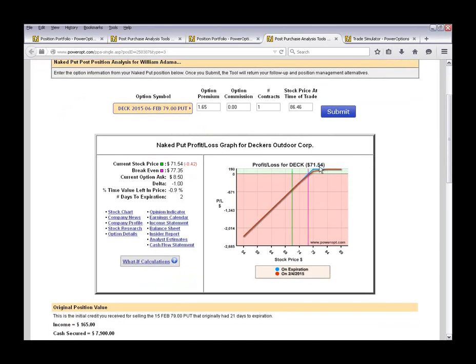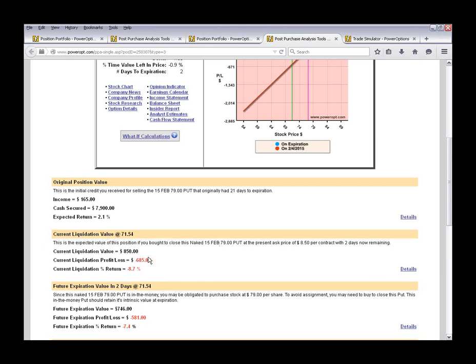We know the current situation. There's our short put at 79. Our break even was roughly 77.35. The stock is trading at 71.54. We've got that loss of 685 or 8.7%. That's based on buying back at the natural ask price.